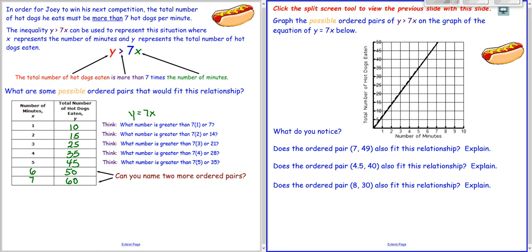Okay, so for instance, in 1 minute, he'd be eating, we said, 10. And in 2, he could eat 15. And in 3, he could eat 25, we said. Okay, I'm going to let you pause the video and fill in the rest of the coordinates that we put on our table.